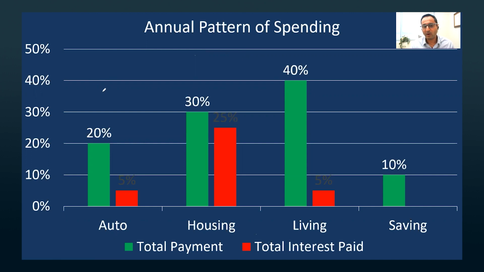Now, if you add up all the red bars together, the car loan interest, the housing loan interest, and the 5% on living expenses, all that adds up to about 35%.